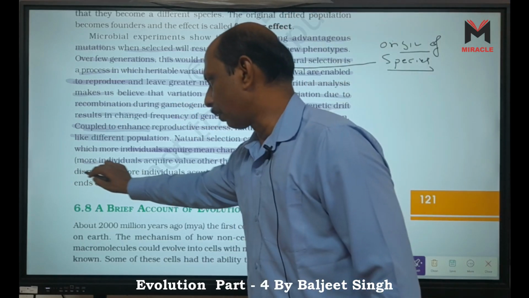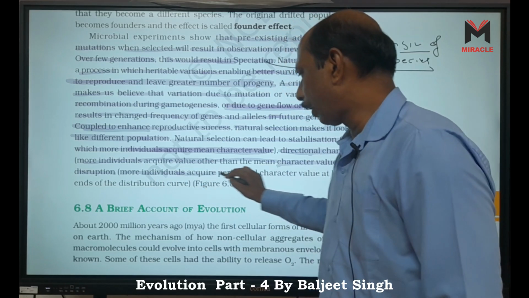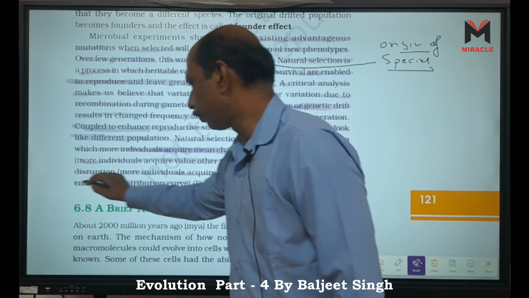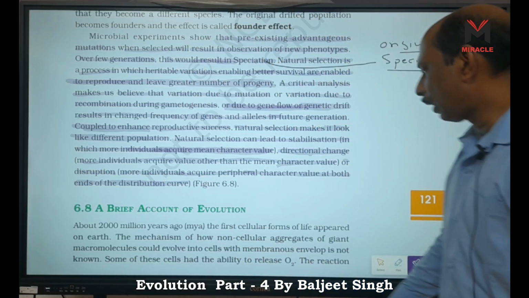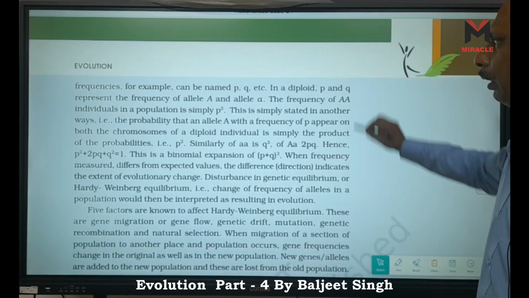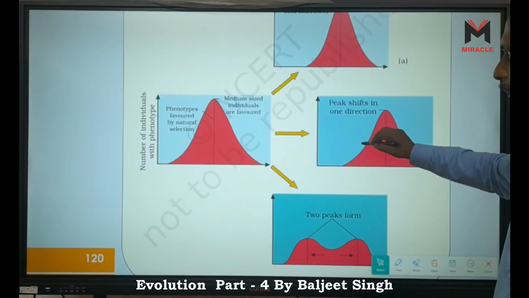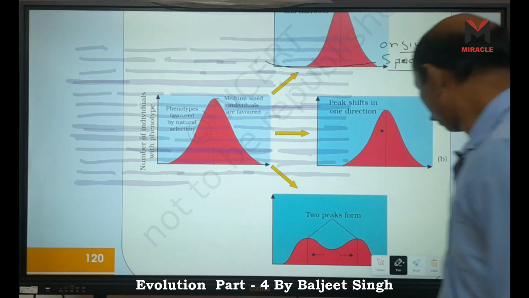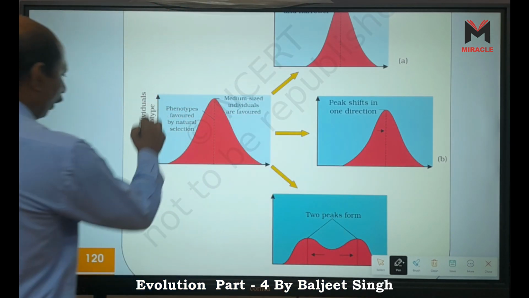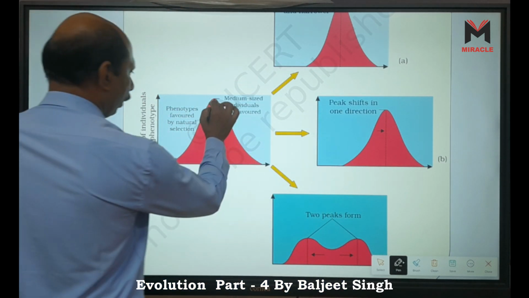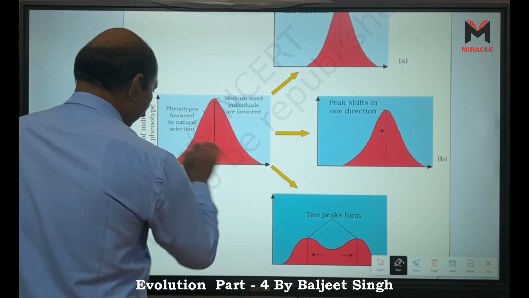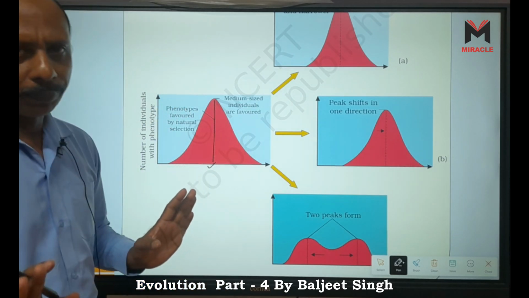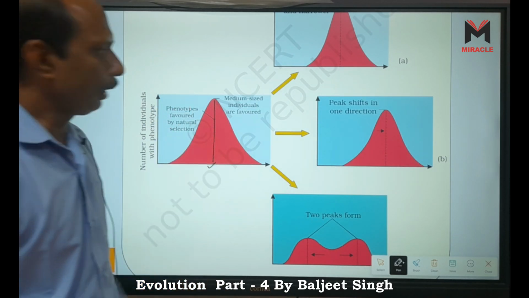Or disruption: if more individuals acquire peripheral character values at both ends of the distribution curve, this one is called disruptive, and this figure is given here, and through this figure you can easily understand. Look, that is the number of individuals with a phenotype. So which phenotype is favored? This is the phenotype in between, so the medium size individuals are favored. That means there is no direction. It is constant. It is stable, right?